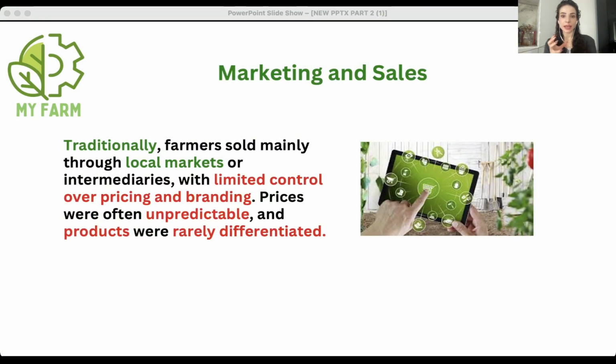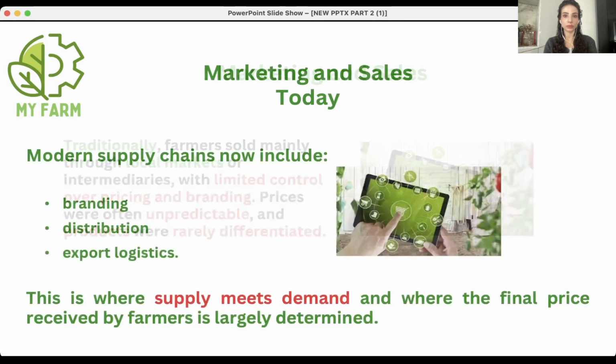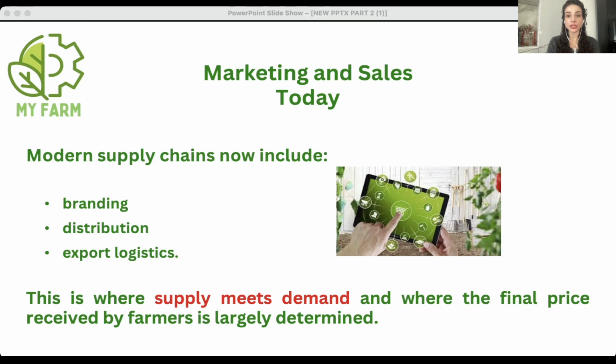In terms of marketing and sales, in traditional systems, many farmers relied on local markets, middlemen, or cooperatives to sell their products. They were often facing limited opportunities for branding and had little control over pricing. Price setting was typically unpredictable and product differentiation was minimal. In the modern supply chain, this stage now includes branding, distribution to retailers or wholesalers, and export logistics as well. It's a crucial point where supply meets demand and where the ultimate price received by the farmer is largely determined.